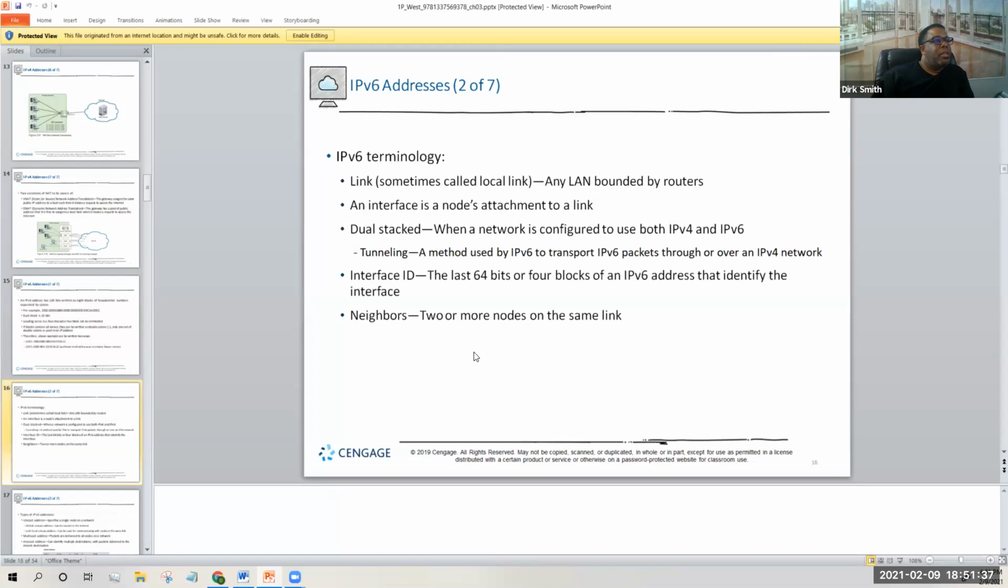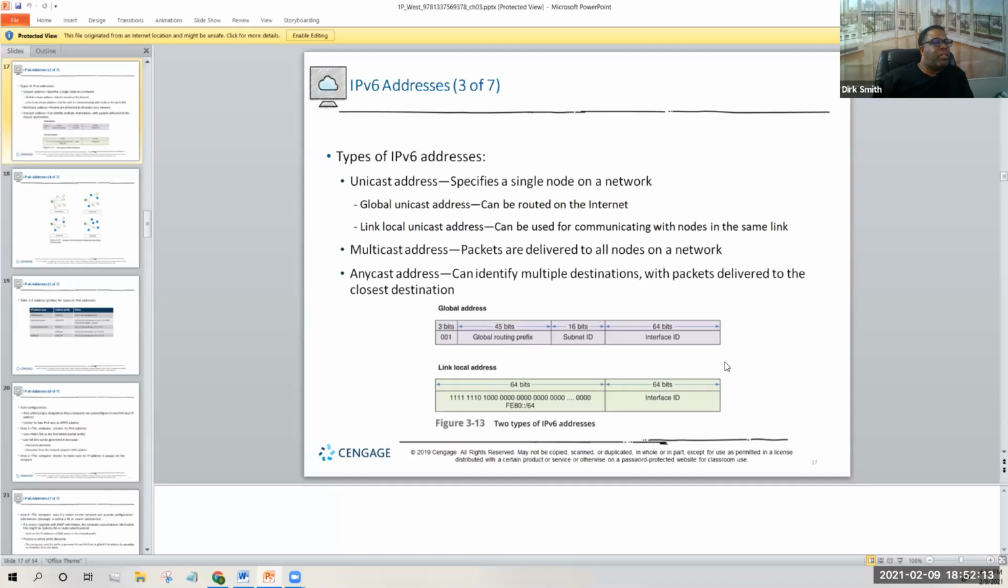All right, IPv6 terminology. Links, sometimes called local link, are any LAN bounded by a router. That's just some of the terminology. An interface is a node attached to a link. A dual stack is when the network is configured to use both IPv4 and IPv6. And then you have tunneling, a method used by IPv6 to transport IPv6 packets over an IPv4 network. So just a few things you need to be aware of with IPv4 and IPv6.